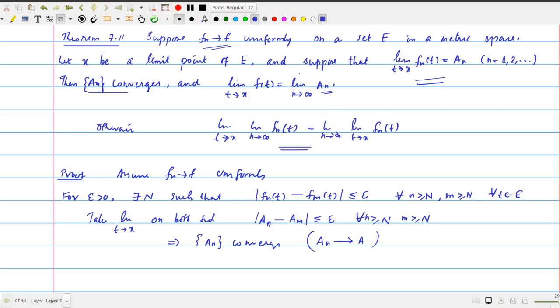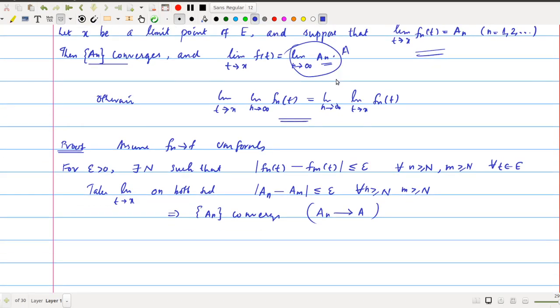Now we can replace this quantity limit n tends to infinity An by A. So in order to prove this theorem, it is enough to show that limit t tends to x, F of t is equal to A. That is enough. This A is taken as the limit of An. So we need to prove that limit t tends to x, F of t equals A.